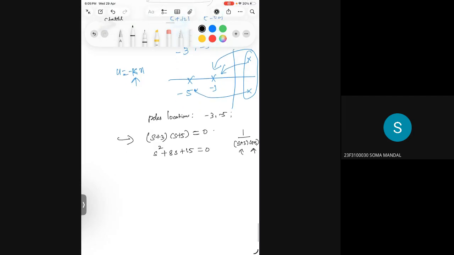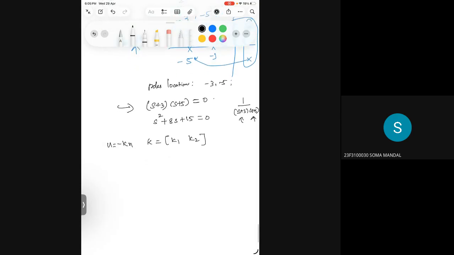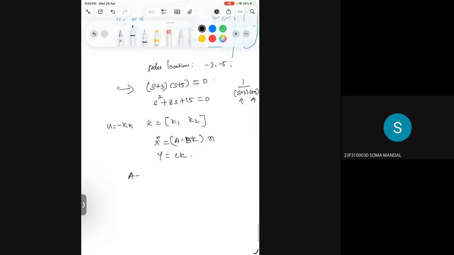Now we are going to design a state feedback controller which has k1, k2, so that u equal to minus k into x. X is same. Since we know that the system after doing state feedback control will be x dot equal to (A minus BK) into x, y equal to Cx, right? So I'm finding the A minus BK instead of the A matrix.